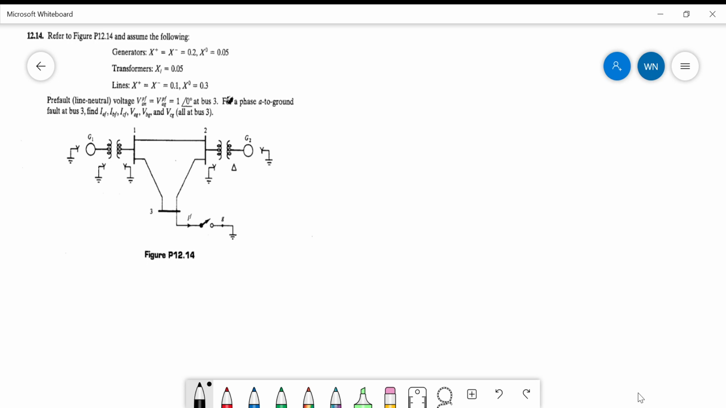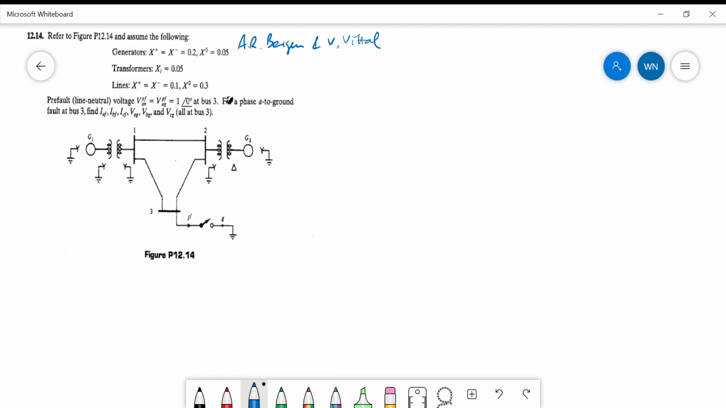Let us practice the unsymmetrical fault for this particular problem. This is problem 12.14 from Arthur, Bergen, and V. Vittal.